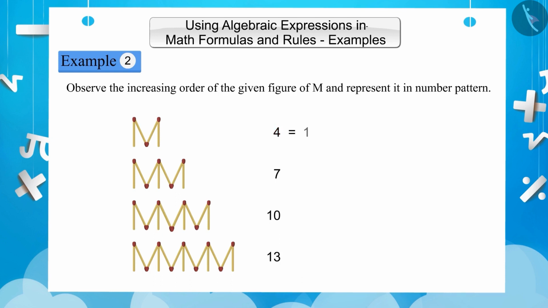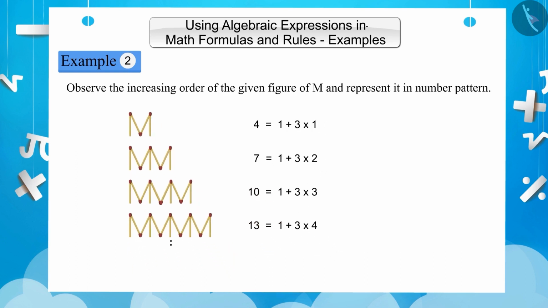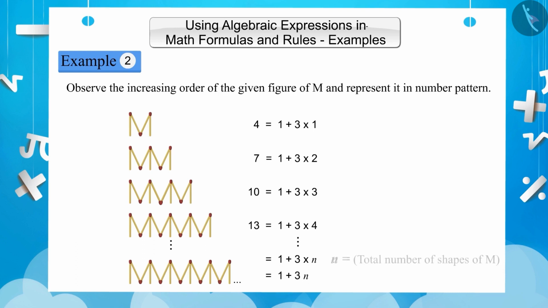4 is equal to 1 plus 3 multiplied by 1. 7 is equal to 1 plus 3 multiplied by 2. 10 is equal to 1 plus 3 multiplied by 3. 13 is equal to 1 plus 3 multiplied by 4. A similar expression for the nth shape would be 1 plus 3 multiplied by n, which is equal to 1 plus 3n. Here, n represents the total number of shapes of M.